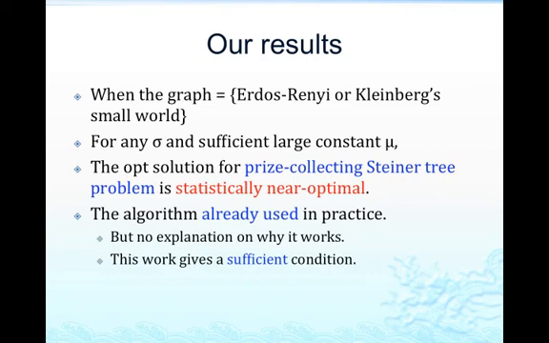We can interpret our positive result as giving a sufficient condition on why this algorithm works. Specifically, when the graph is sampled from the Erdős–Rényi random graph or Kleinberg's small world model, then the prize-collecting Steiner tree algorithm is guaranteed to output a set that is very close to the community chosen by nature, with high probability.